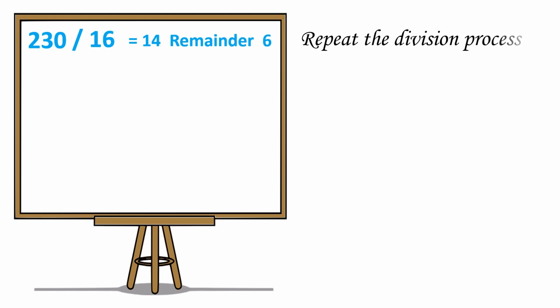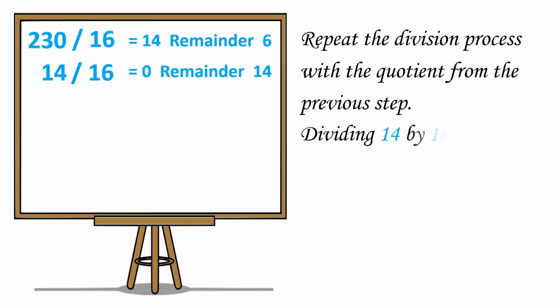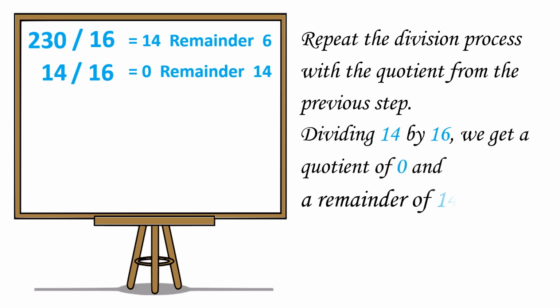Repeat the division process with the quotient from the previous step. Dividing 14 by 16, we get a quotient of 0 and a remainder of 14.